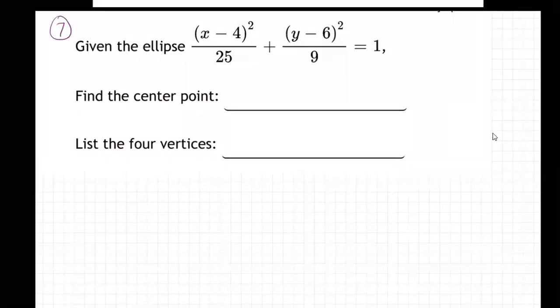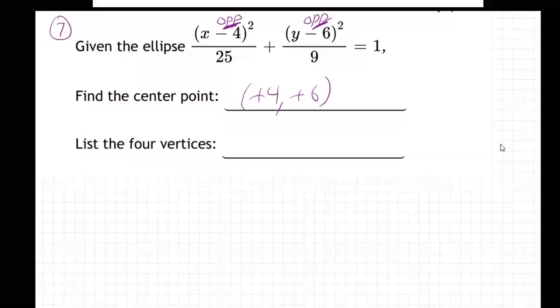Okay, so they give us an ellipse equation, and they want us to come up with the center point and the four vertices. How do we go about doing that? Well, we really need to graph it. So remember, actually the center we can do without even graphing. It's just going to be opposite. So that'd be +4. And opposite of -6, +6.